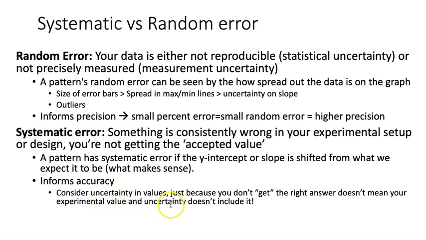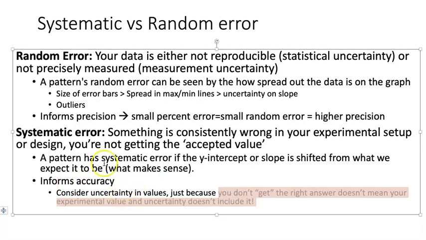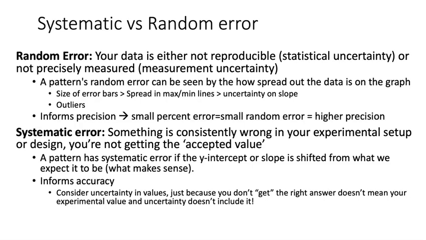So if I have a slope that I expect to be 0.5 and I get an answer that says 0.6 plus or minus 0.2, well, 0.5 is actually within that. So you need to consider your uncertainty when you're considering whether or not you have systematic error. Because if your expected value is actually within the uncertainty of the value that you calculated in your experiment, then you can say, oh, I have an experiment that is accurate. It has low systematic error.